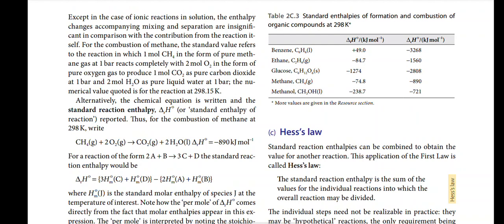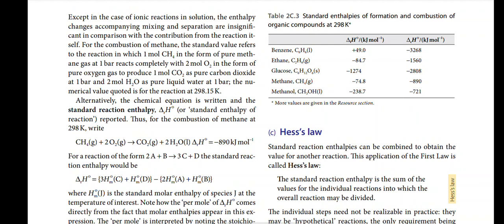For the combustion of methane, the standard value refers to the reaction in which 1 mole CH4 in the form of pure methane gas at 1 bar reacts completely with 2 mole O2 in the form of pure oxygen gas to produce 1 mole CO2 as pure carbon dioxide at 1 bar and 2 mole H2O as pure liquid water at 1 bar. The numerical value quoted is for the reaction at 298.15 Kelvin.